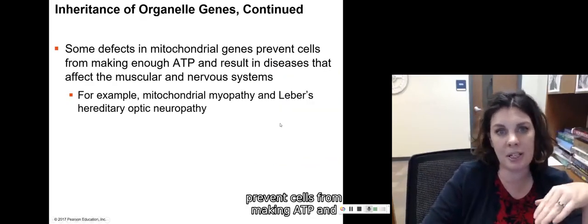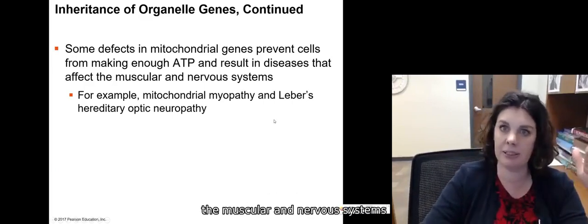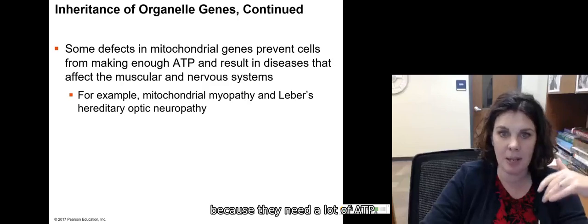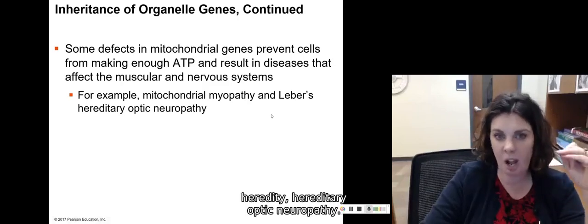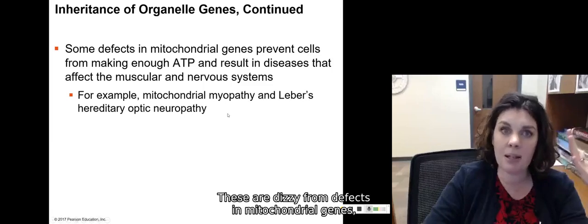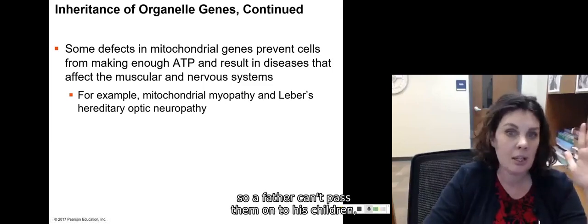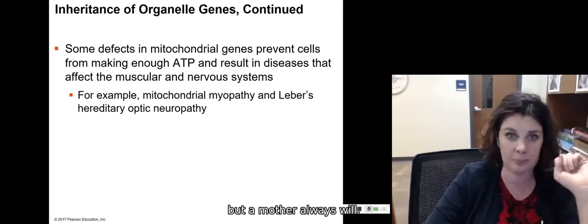Some defects in mitochondrial genes can prevent cells from making ATP and can give you diseases that affect the muscular and nervous systems, because they need a lot of ATP. So mitochondrial myopathy and Leber's hereditary optic neuropathy. These are diseases from defects in mitochondrial genes. So a father can't pass them on to his children, but a mother always will.